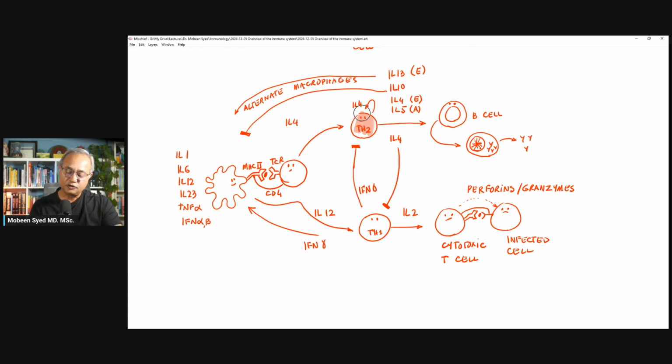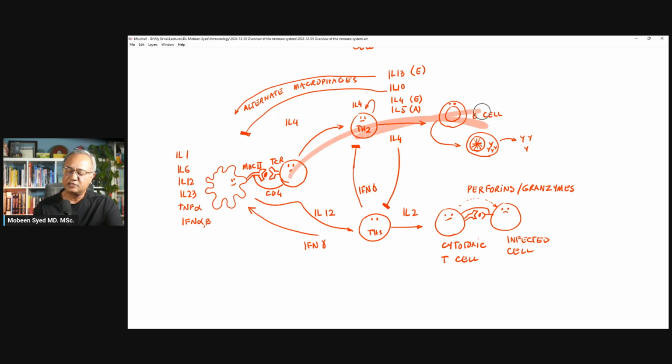Now, T helper 2, the interleukin 4 that it produces, also can act on T helper 1s to tame them down. What does this mean? When a pathogen arrives in our body, it is possible that the immune system would activate both of those arms. But what happens is one arm will become prominent or dominant. So either the humoral arm, which is the B cell antibody producing arm, or the cytotoxic arm, which is the CD8 positive cells that are killing the infected cells.